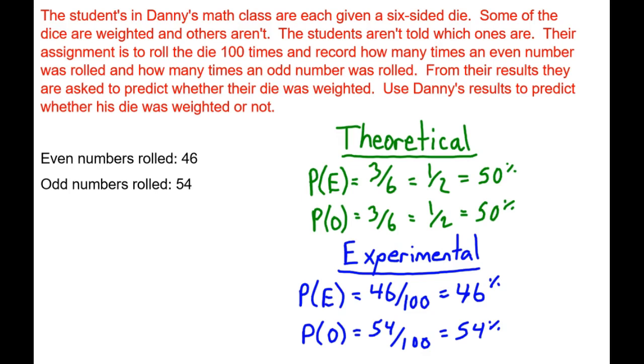If he were to run more trials, run this experiment another 100 times, it's just as likely that he would roll an even and odd number 50% of the time. So the die is not weighted. This would be a fair experiment.